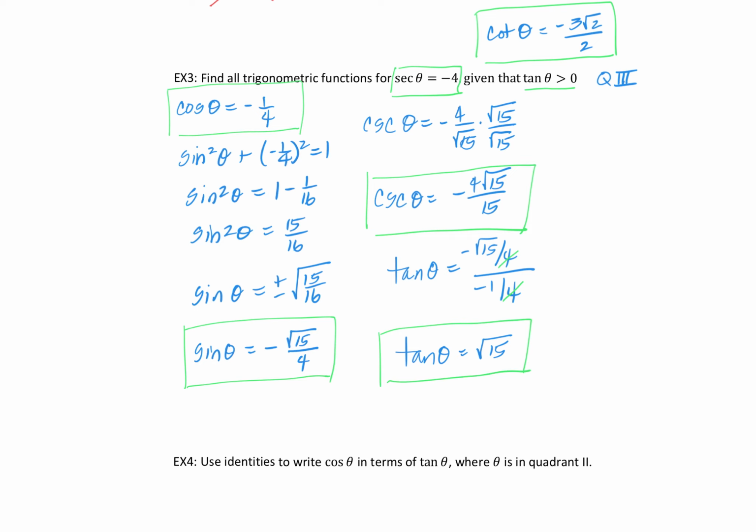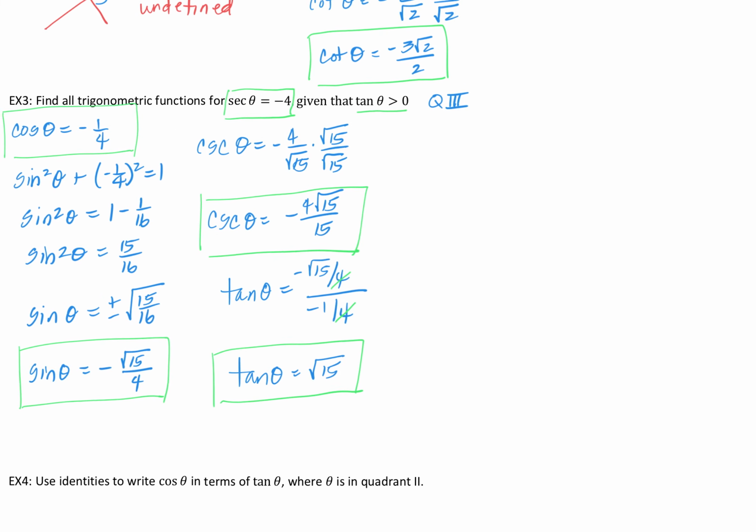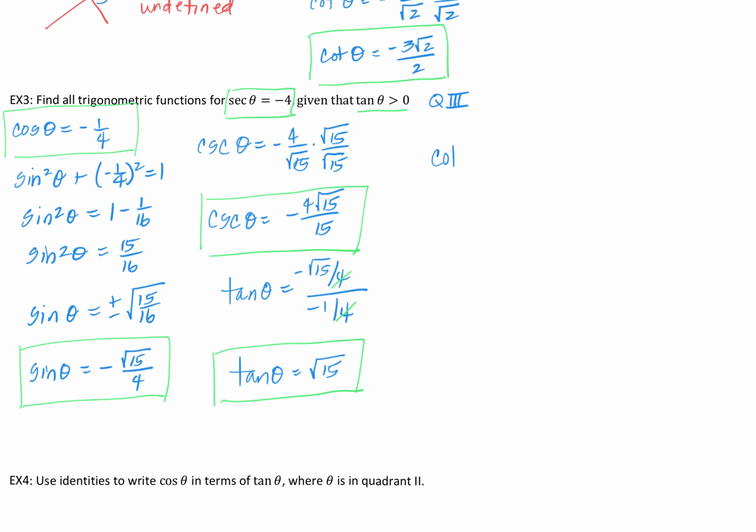The last thing I need is cotangent, but I have tangent, so it's reciprocal cotangent. It's going to be flip, 1 over the square root of 15. And again, we have to rationalize. So multiply top and bottom by square root of 15 over square root of 15. And I have cotangent of theta is equal to the square root of 15 over 15. All right.